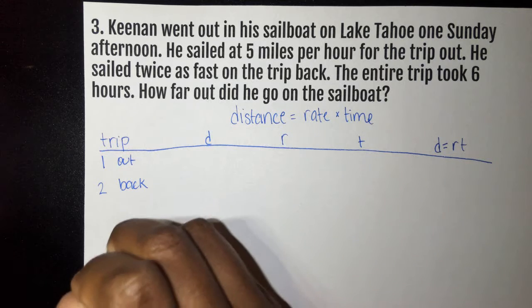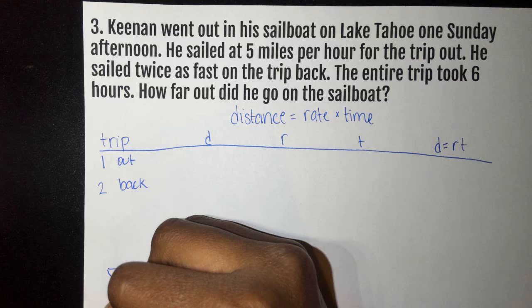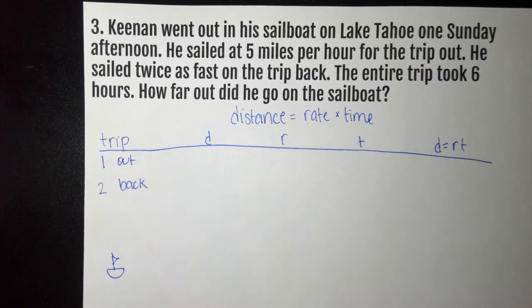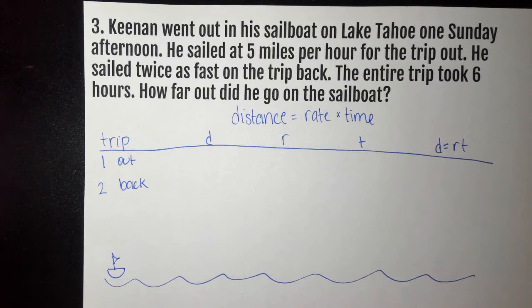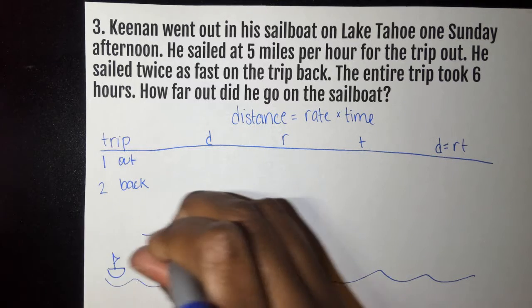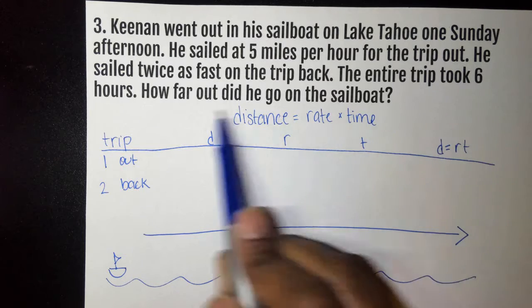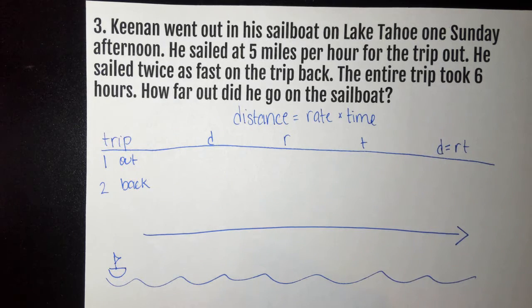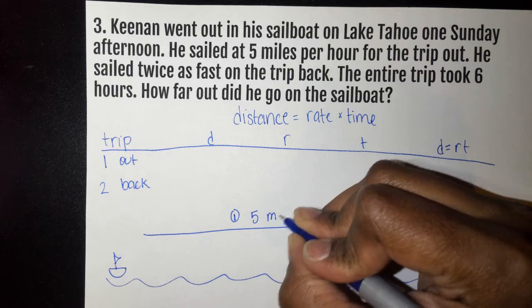So I'm just going to draw a quick little picture of what happened. So we have Keenan's little sailboat here. He's in the water. And he first goes out a certain distance. That's what we're looking for. We don't know how far he went. But we know that when he went out, that's his first trip, and he went 5 miles per hour.